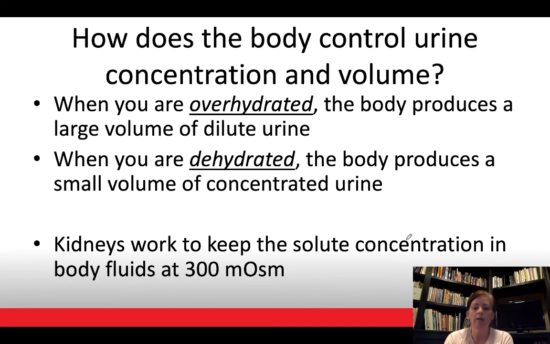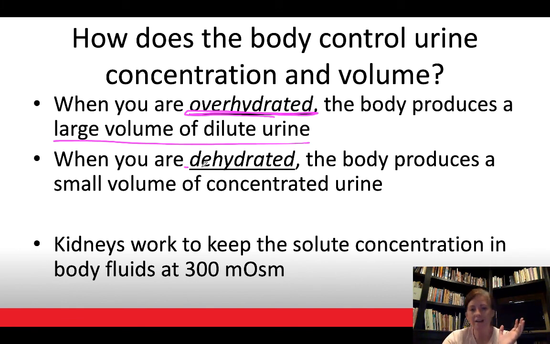Okay, so how does our body control urine volume? So how do we control how much urine we put out and how concentrated it is? So what ends up happening is if you are overhydrated, and this is actually a lot more common than you think it is, the body is going to compensate for that. Our body does an amazing job of taking care of us despite all the stupid things that we do. So if you are overhydrated, your body is going to produce a large amount of dilute urine. It's going to be not concentrated, and it's going to be a lot of it because it's basically wanting to get rid of all that excess water.